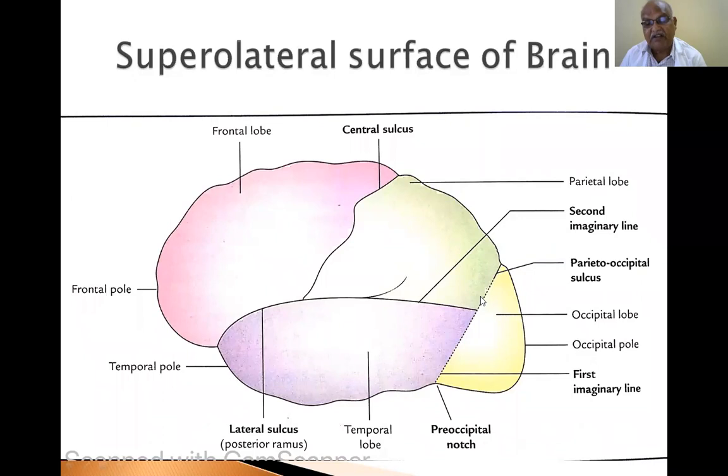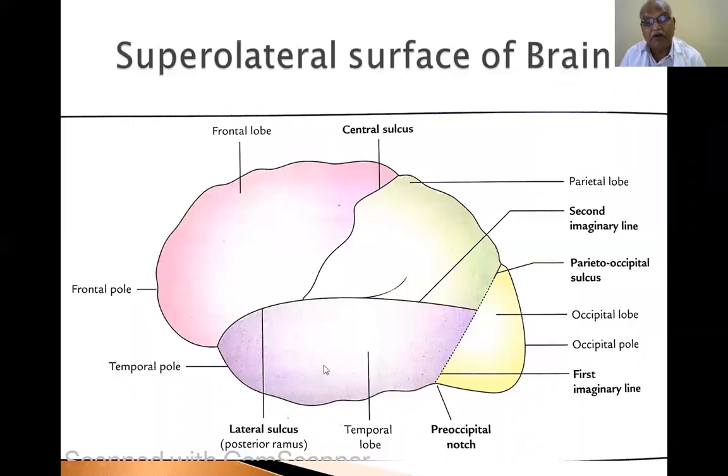From the parieto-occipital sulcus, an imaginary line divides the occipital lobe from the parietal lobe above and the temporal lobe below. So this is the frontal lobe, this is the parietal lobe, this is the occipital lobe and the temporal lobe. And another one is there, that is the fifth lobe, that is deep, submerged below the temporal lobe in this area.